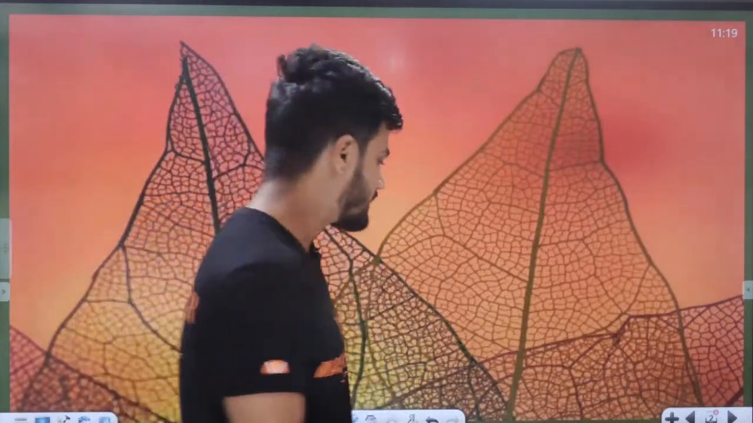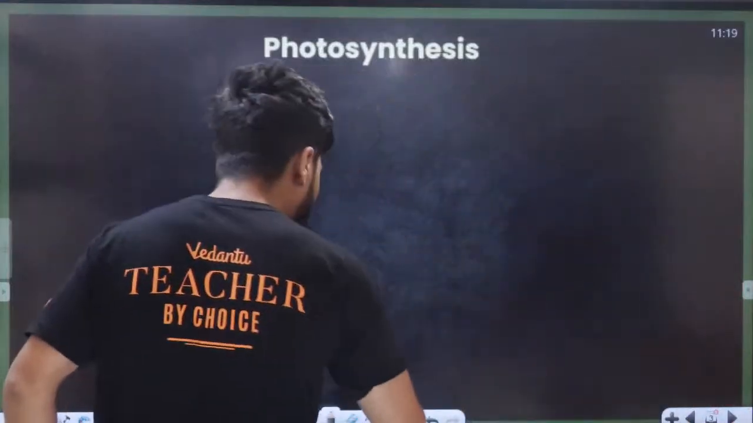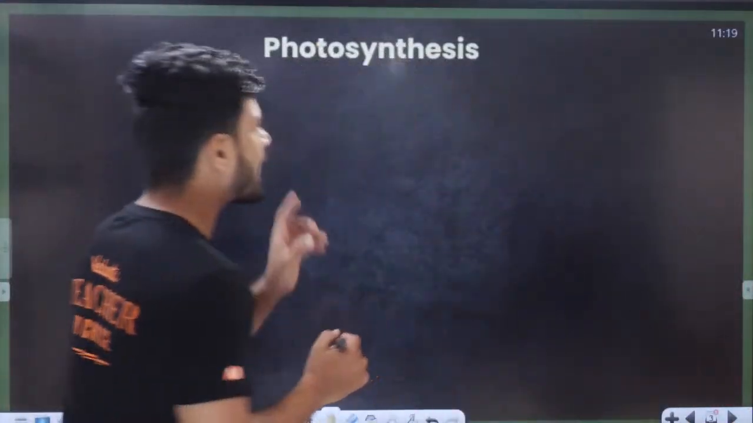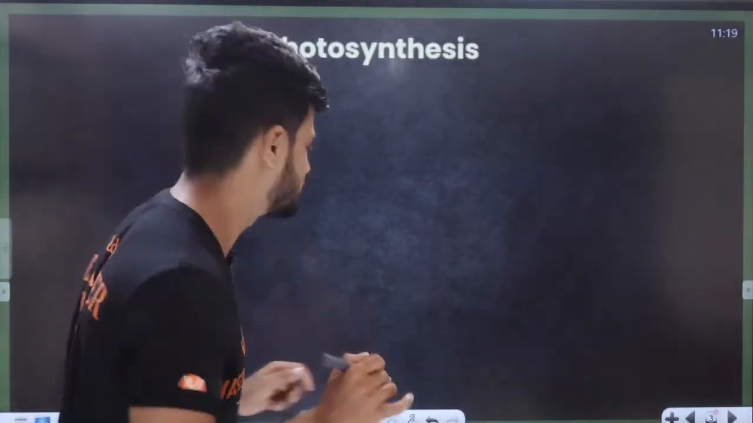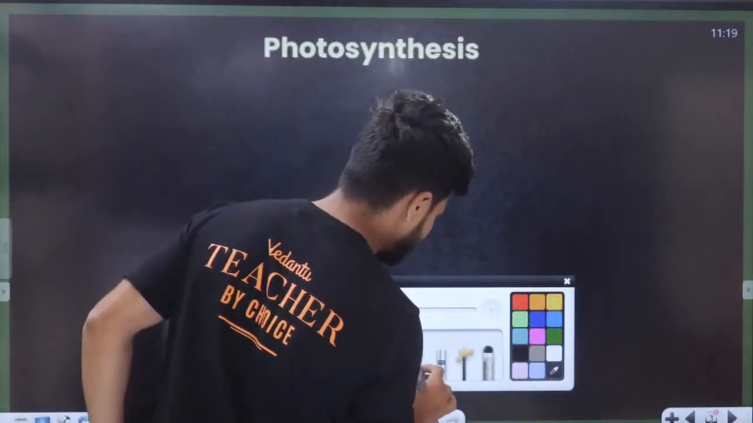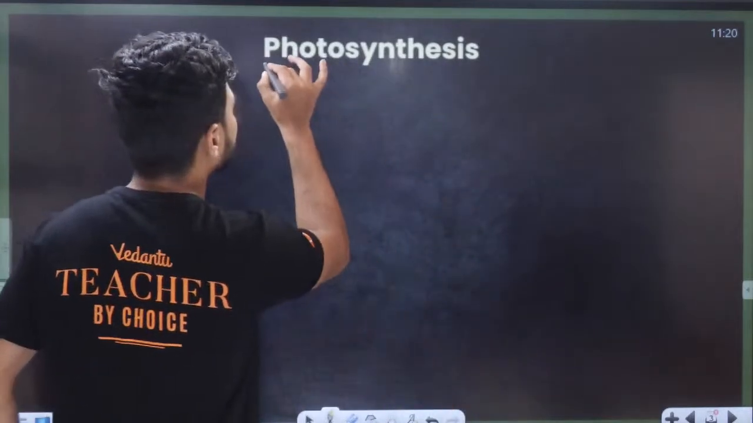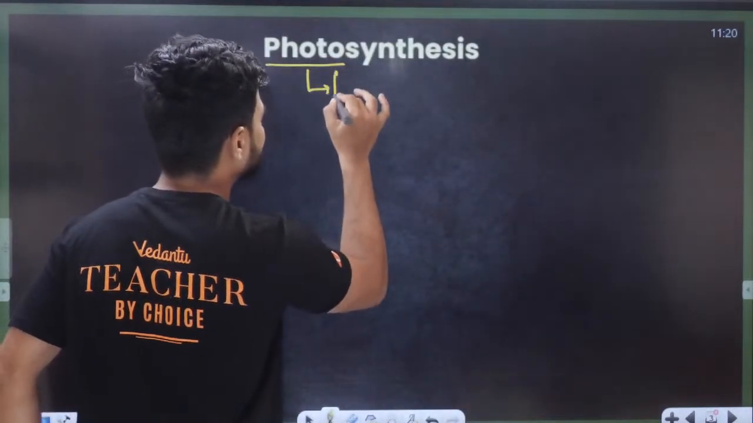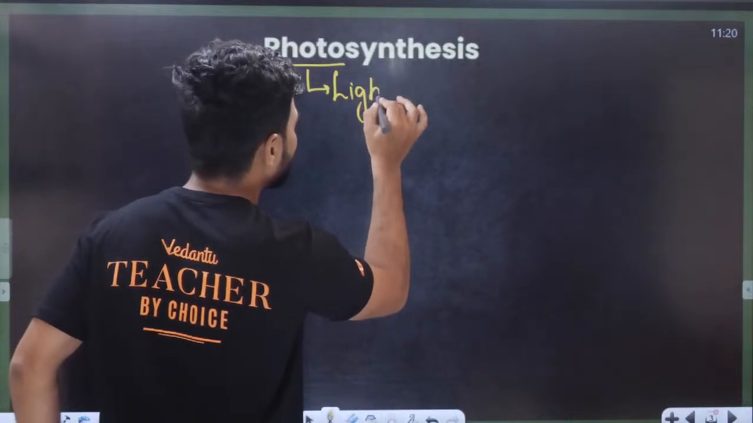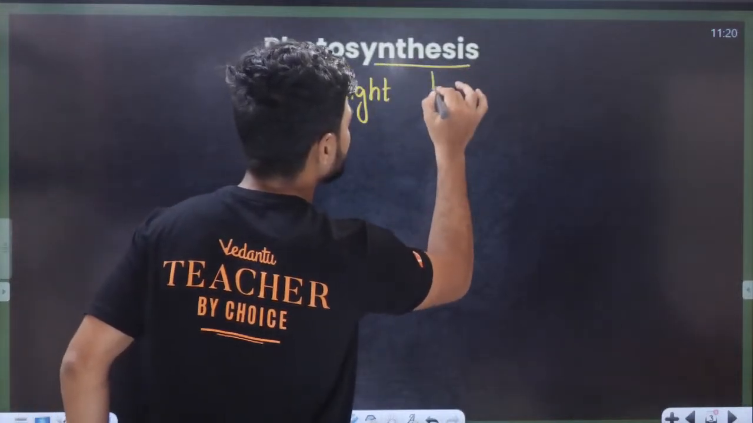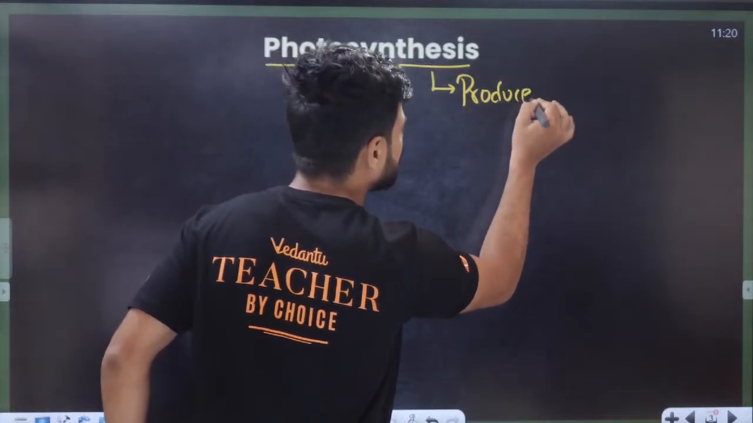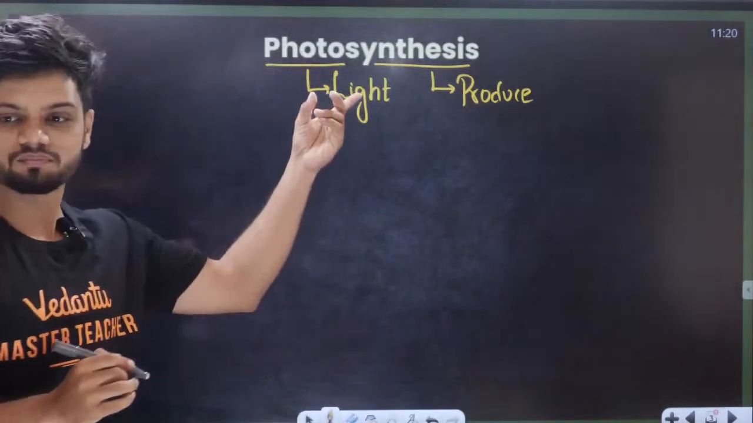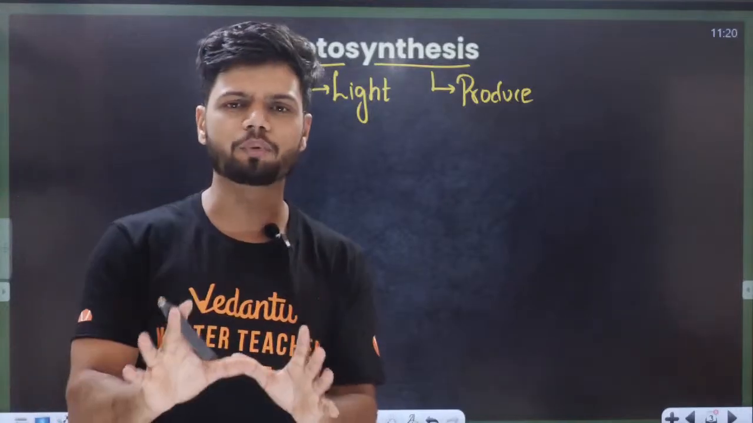So for the very same reason, can anyone tell me, in photosynthesis, does it happen in the case of plant cell or animal cell? In the chat, first of all. Very simple question. Now, what is the meaning of photosynthesis? Photo means light and synthesis means to produce. So plants are producing food using light energy. Using light energy, they're able to produce the food.